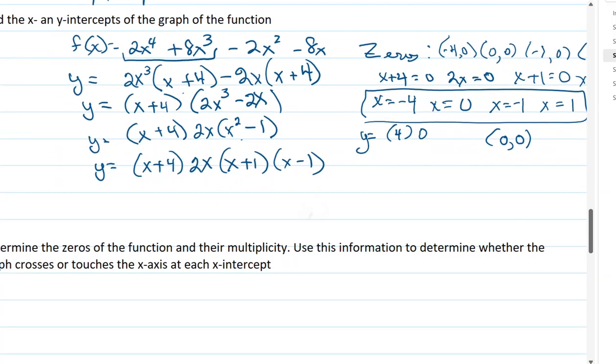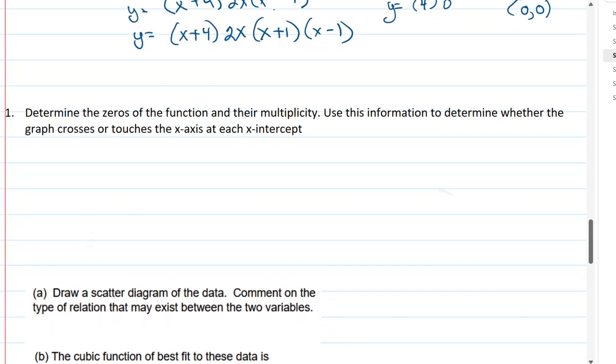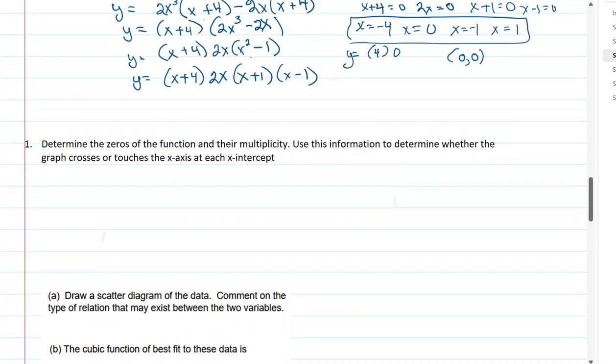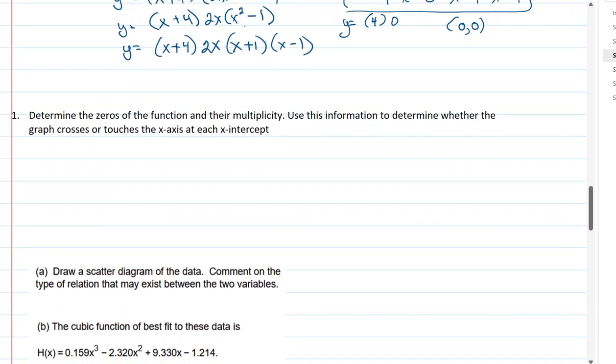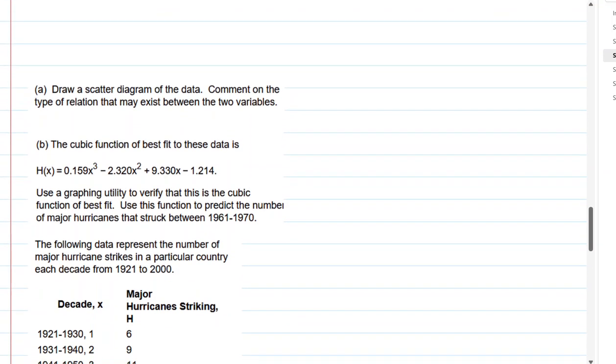All right. Then it asks, determine the zero functions and their multiplicity. I didn't have any. I had one. They're all ones. Draw the relation. You're going to be using your calculator and matching whatever you have. All right? Is everybody comfortable with that?